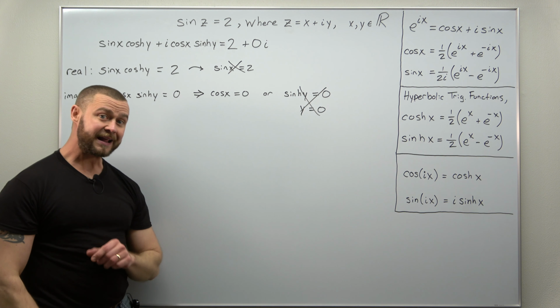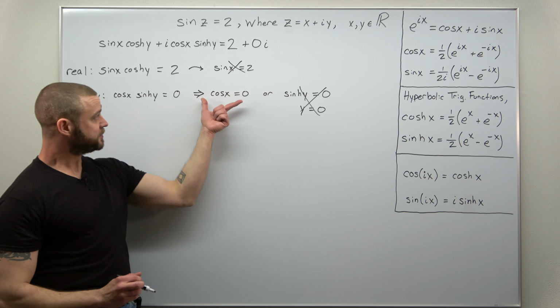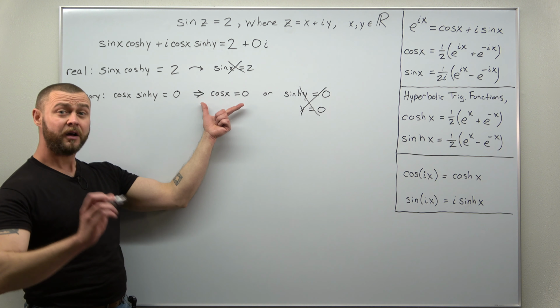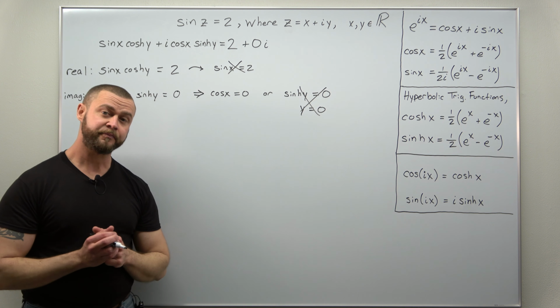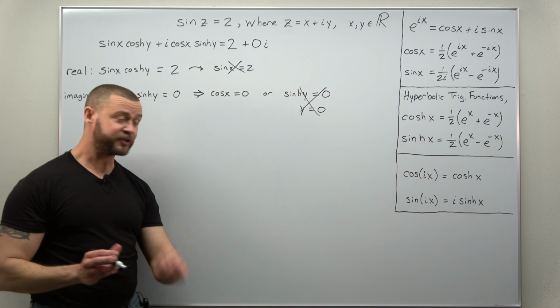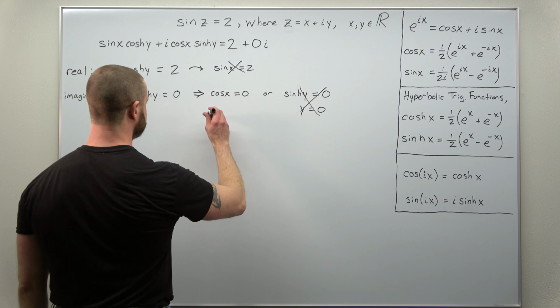Which means the only way we're going to get complex solutions is by considering this possibility, cosine of x equals 0. So let's go to some basic trig. Let's go ahead and visualize this.